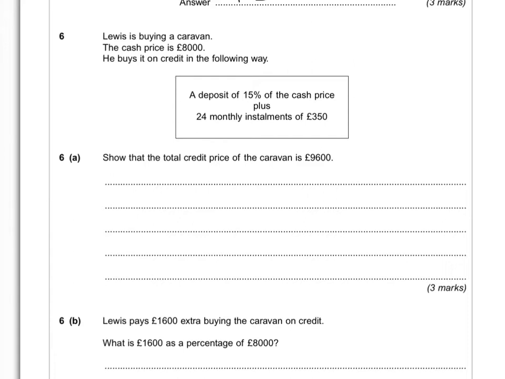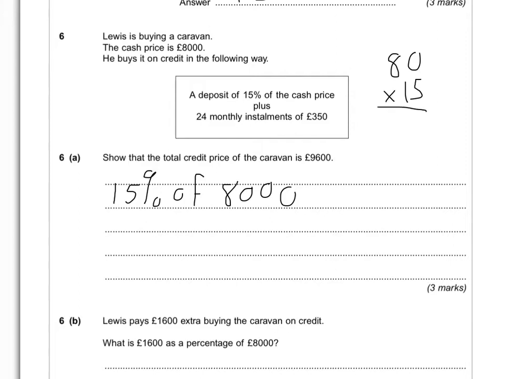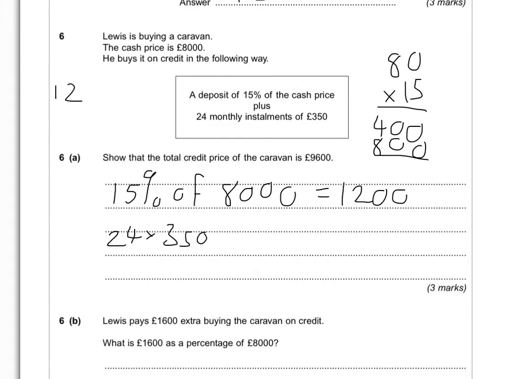So let's see. Show the total price is 9,600. So what we've got is 15% of 8,000, and 15% is 8,000 divided by 100, which is 80, and times it by 15. So we need to do 80 times 15, or the other way around might have been easier. So that's 400 plus 800, which is 1,200, and then we need to do 24 times 350, and 24 times 350 is the same as 12 times 700.